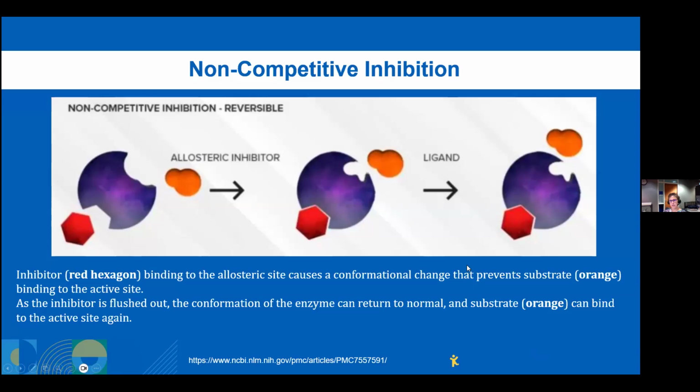With non-competitive inhibition, you see your inhibitor binding into the allosteric site of this molecule, altering the shape of your drug metabolizing site such that the medication cannot be metabolized. And once the inhibitor is removed or comes off of this allosteric site, the site here returns back to normal shape and drug metabolism can occur again.